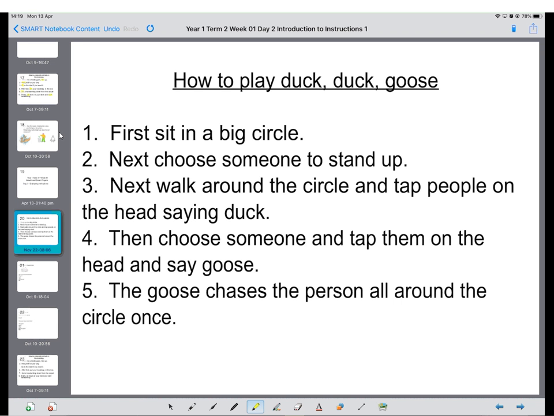So first instruction is first sit in a big circle. Next, choose someone to stand up. Next, walk around the circle and tap people on the head saying duck. 4, choose someone and tap them on the head and say goose. 5, the goose chases the person all around the circle at once.